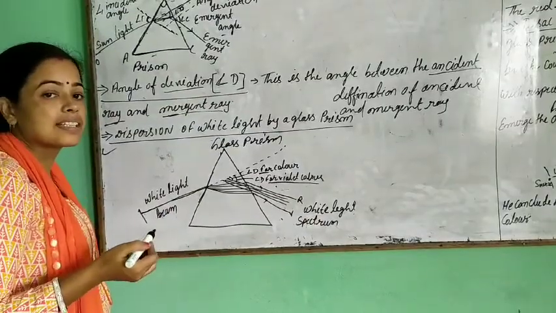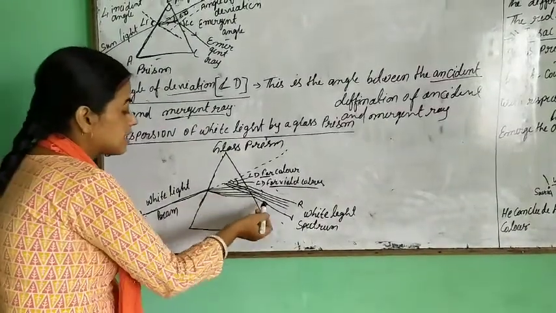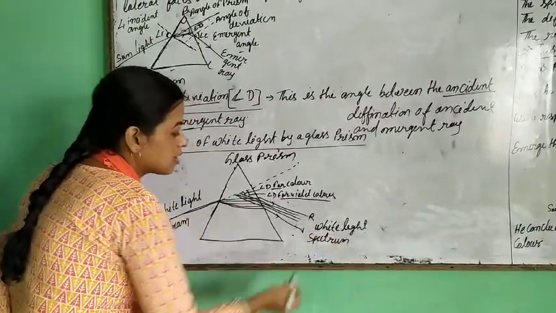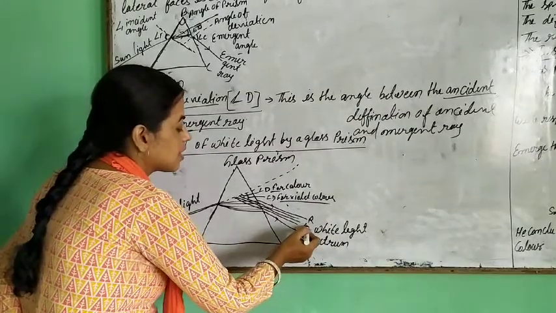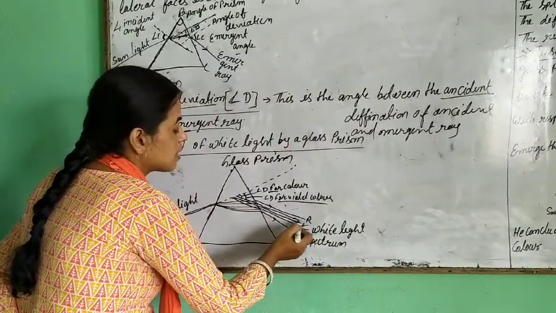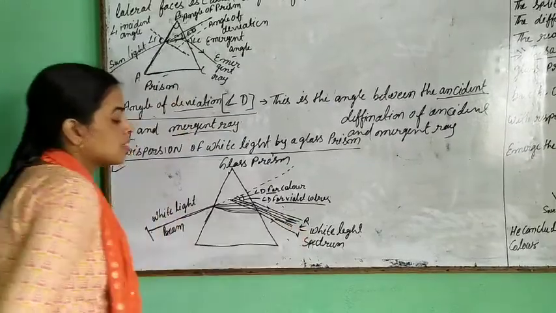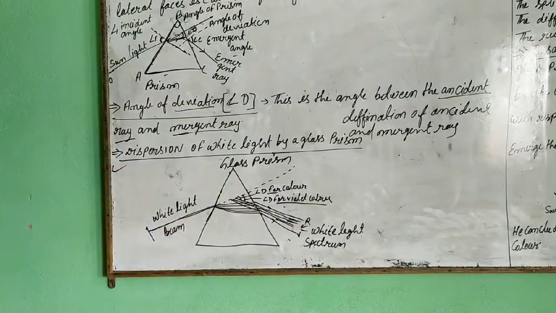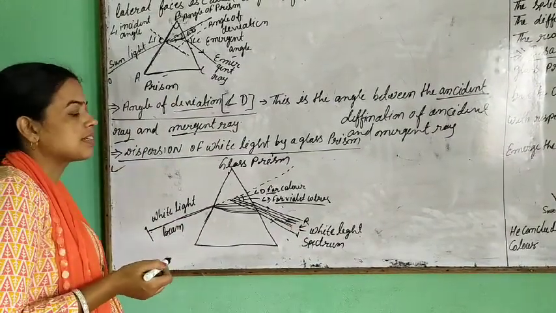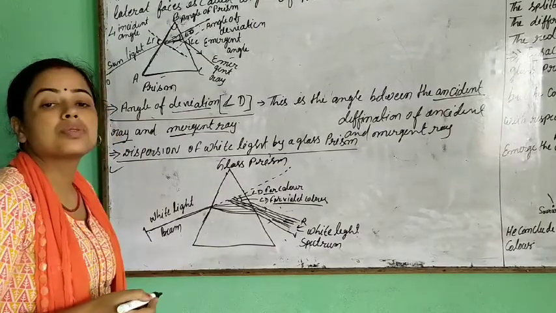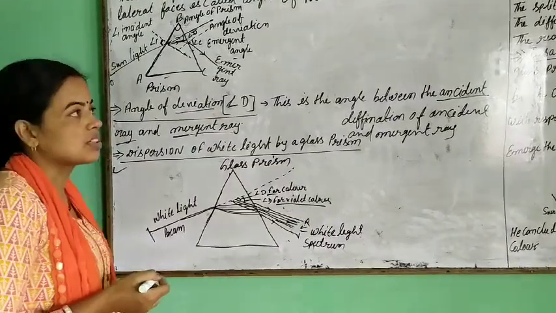Violet color has very high deviation. When the light splits, white light makes 7 colors. This is the spectrum. In common sense, we can say that we use a prism to split white light into 7 colors.